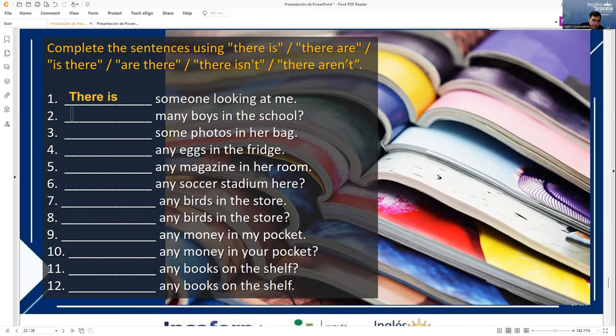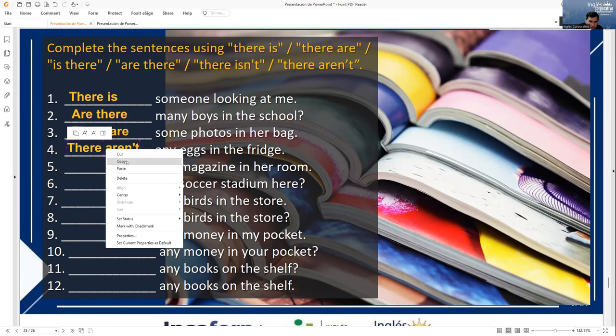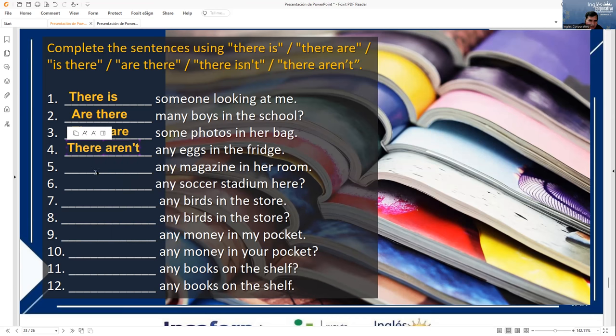Are there many boys in school? There are some photos in the bag. There aren't any eggs in the fridge. There aren't any magazines in the room.